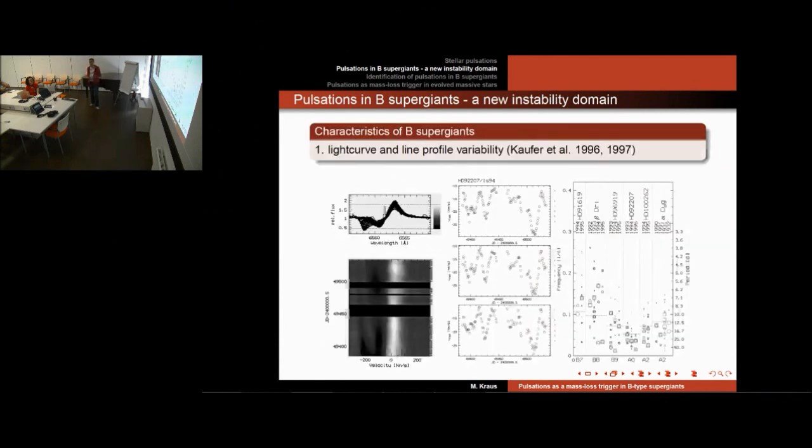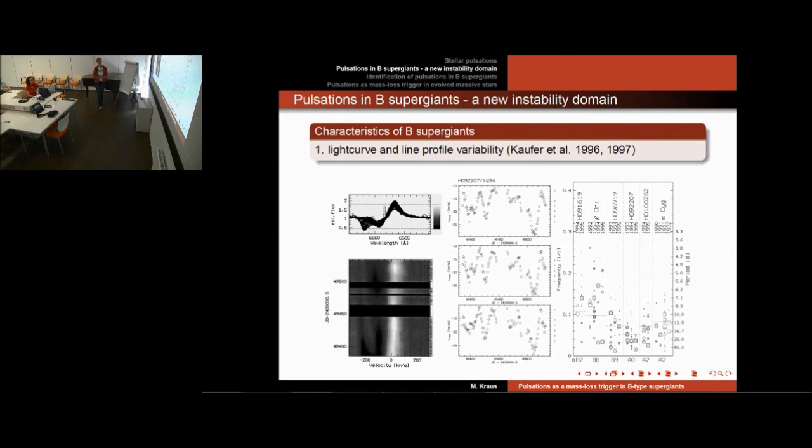So it was thought that these stars are very well behaved, and nobody needs to care about them. They are blue supergiants. They sit there on the sky and do nothing, just shine and be happy. But that's not true, because these stars are known to have a very strong light curve and line profile variability.